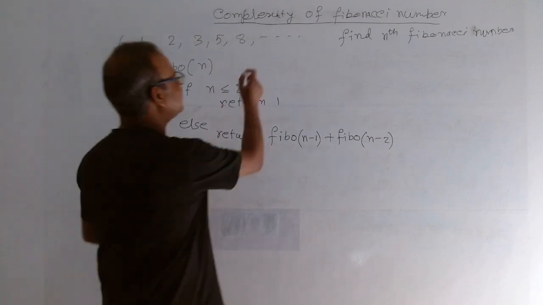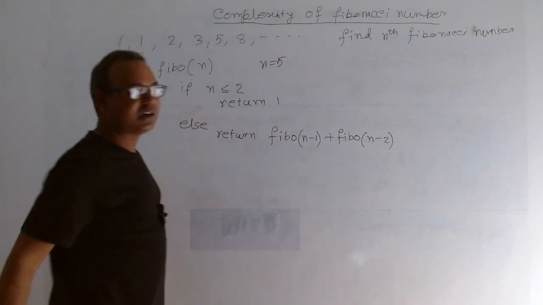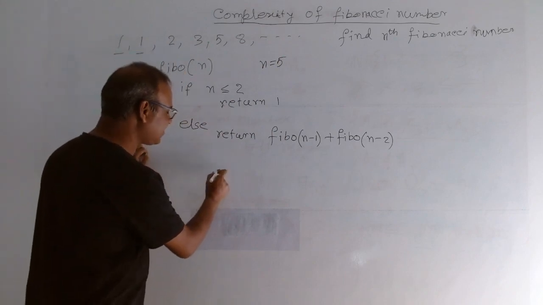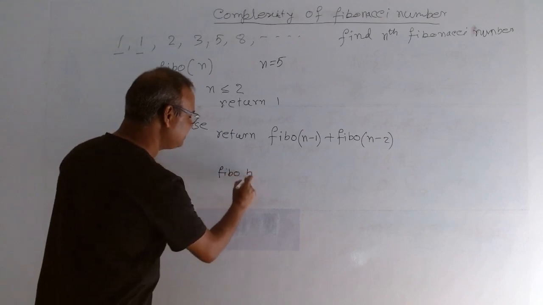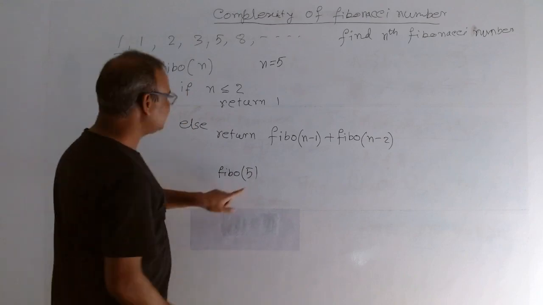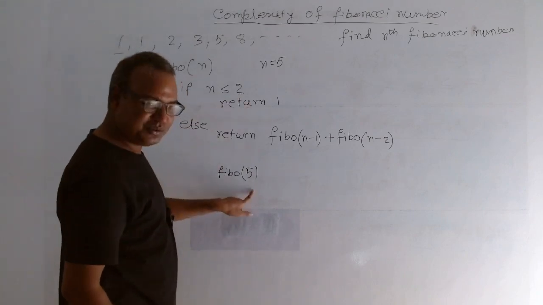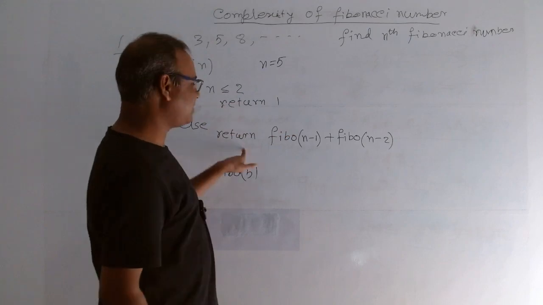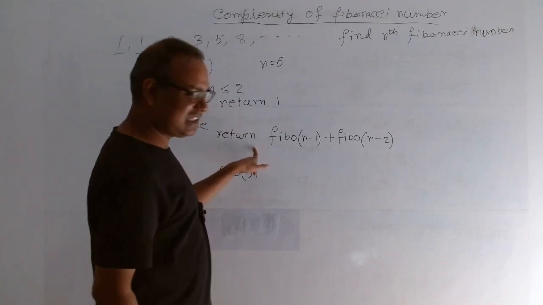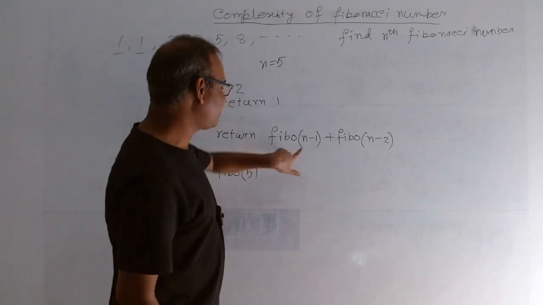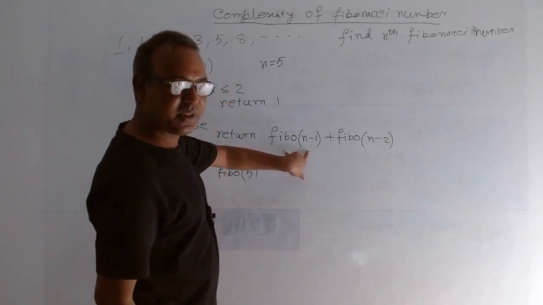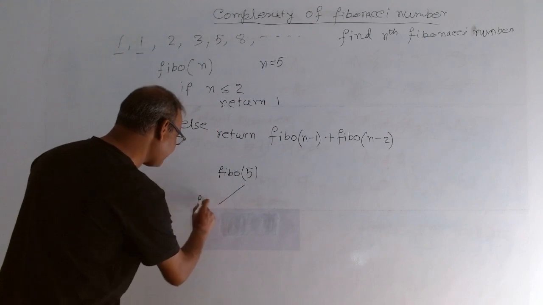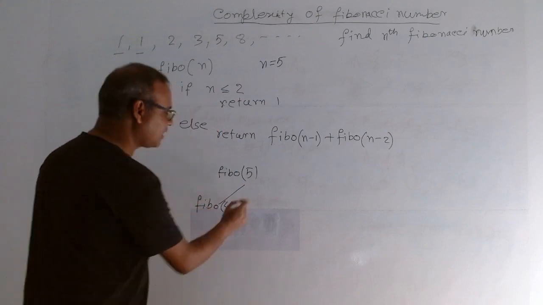If you pass, let's say, n equal to 5, what will happen? We have to compute this function. The compiler will start computing Fibo 5, and this 5 will be checked. Is it less than or equal to 2? No, it is not, so it will not return 1. So it will come to the else part, and there it will make two Fibonacci calls. The first call is Fibo n minus 1, and the second call is Fibo n minus 2. So it is going to call Fibo 4 and Fibo 3.